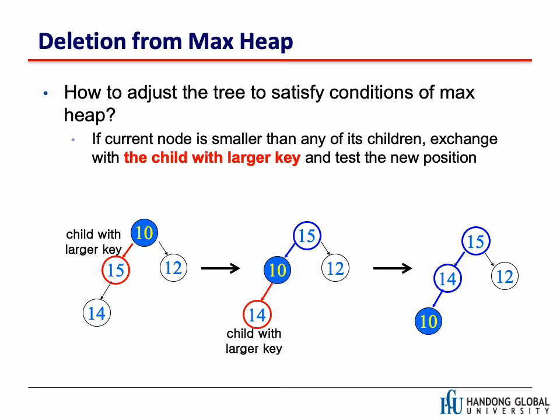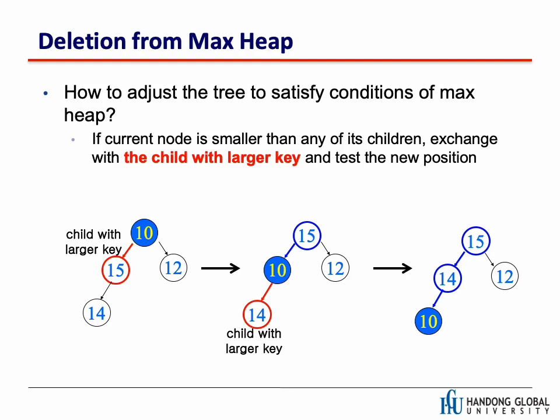So let's assume that we have a max heap, and we want to add a new node. Here's a simple, basic idea. First, put the new node at the end of the max heap. And then adjust the tree to satisfy the max heap conditions. Let's take a look at this example first. We have a max heap before insertion. The leftmost figure is that.